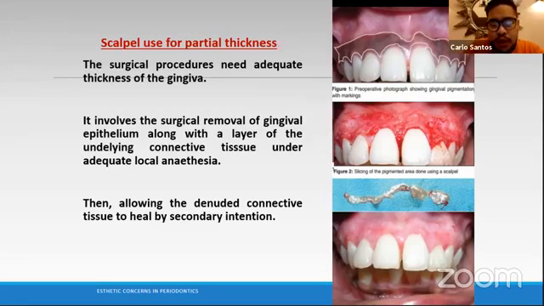How will you know when you're doing the right thing? You use your gauze. You just dab the gingiva and you see if the pigment is still there. You will see the pigment. It's brownish. Fillet more. It's a filleting action.